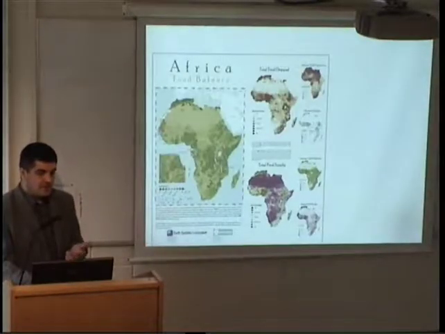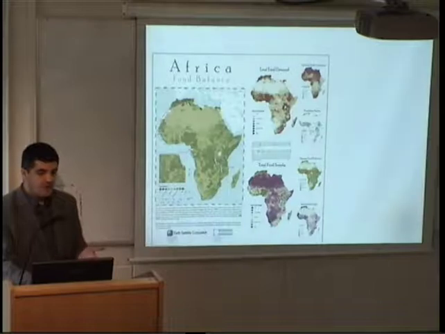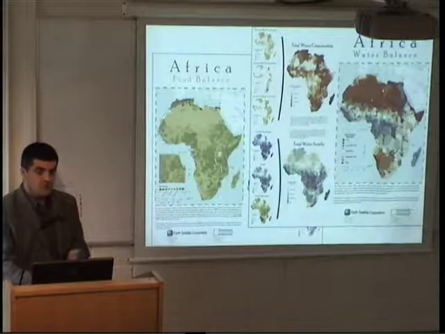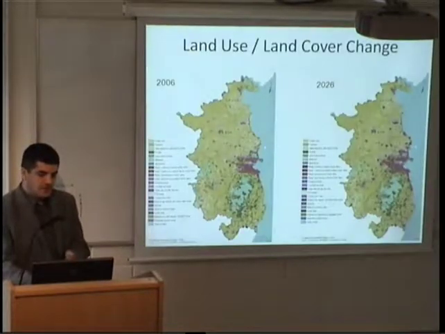In this map, you can see the food balance in Africa. Again, by color, you can see where there is a food shortage and where there is enough food. A similar map shows the water balance in Africa. This example was done during our research. The first map is a land use map for the Greater Dublin region in 2006. And then we used this map to simulate the future map of the Greater Dublin region for 2026.